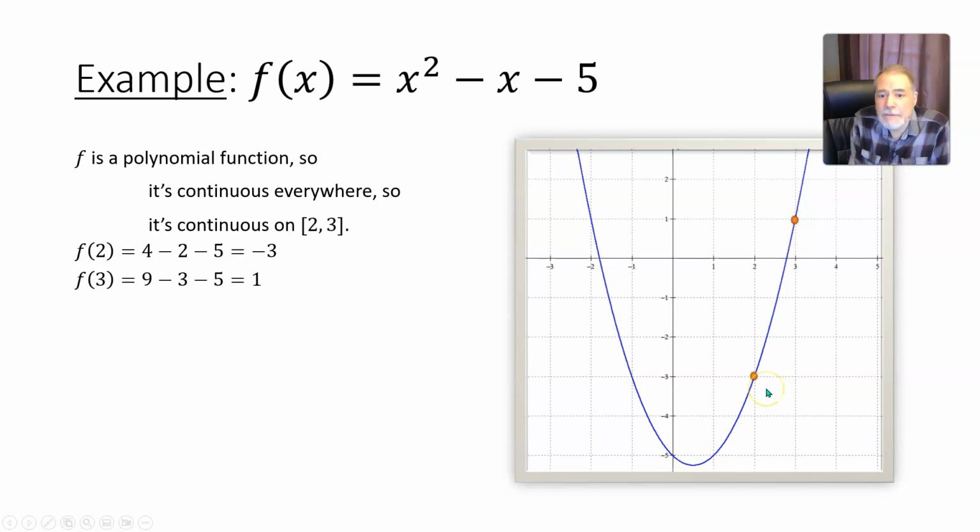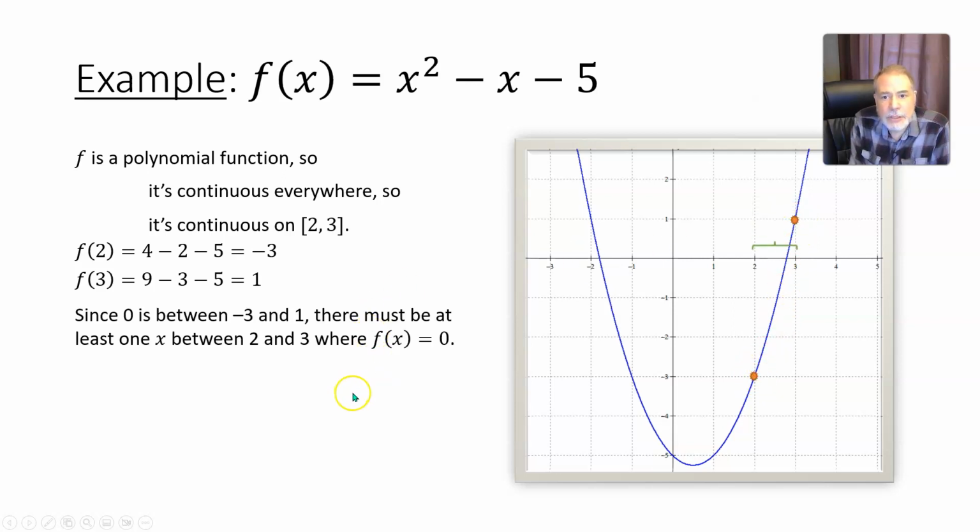And so the intermediate value theorem says that you can't get from down here at negative 3 to up here at 1 without going through all the values that are between negative 3 and 1. So since 0 is one of those values between negative 3 and 1, there must be at least one x somewhere between 2 and 3 where f of x is equal to 0.